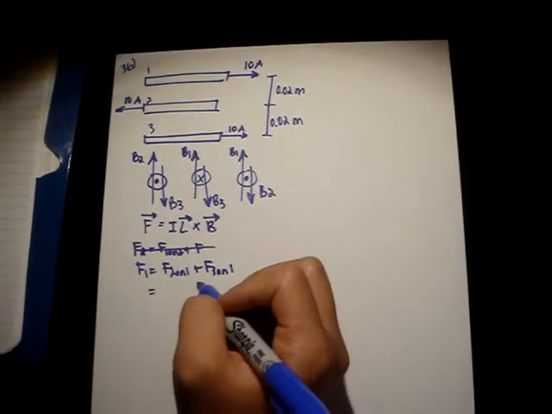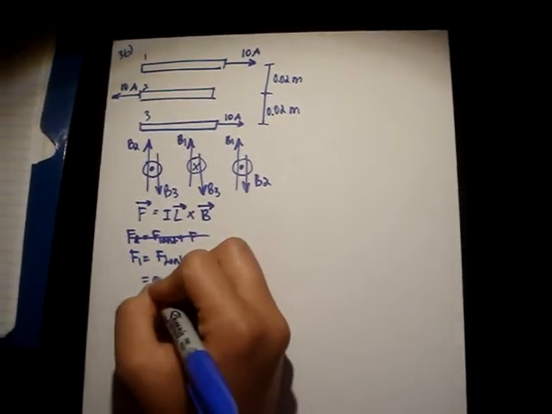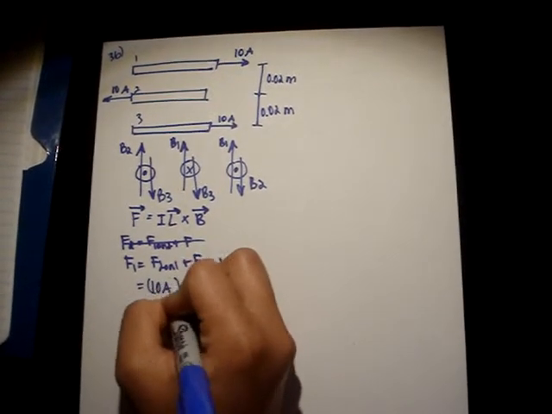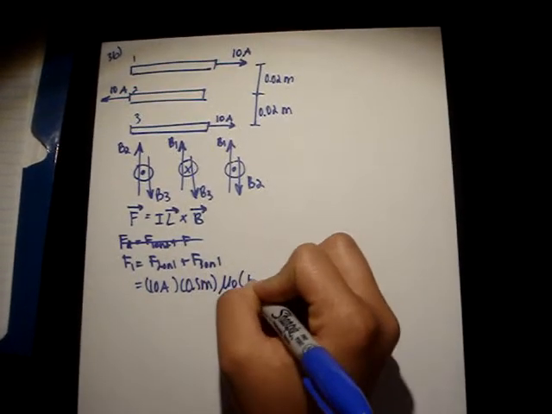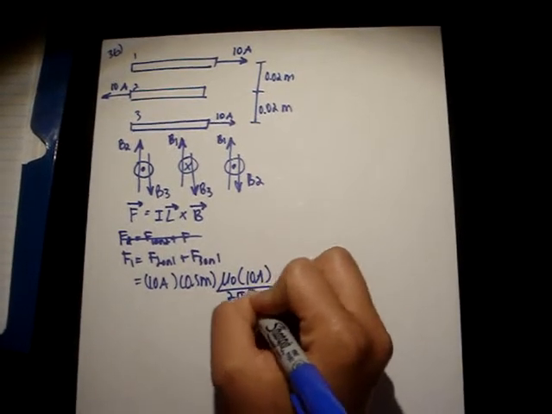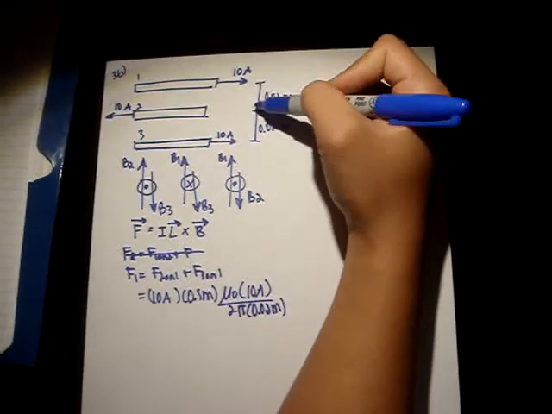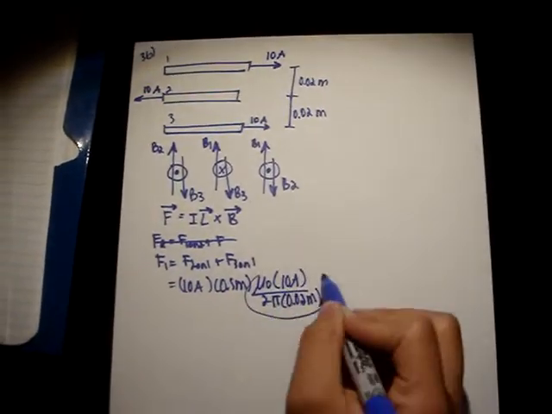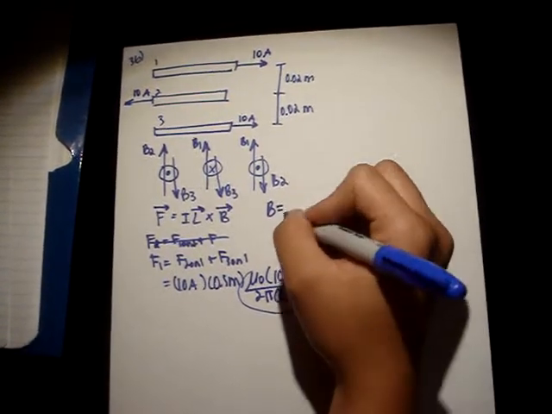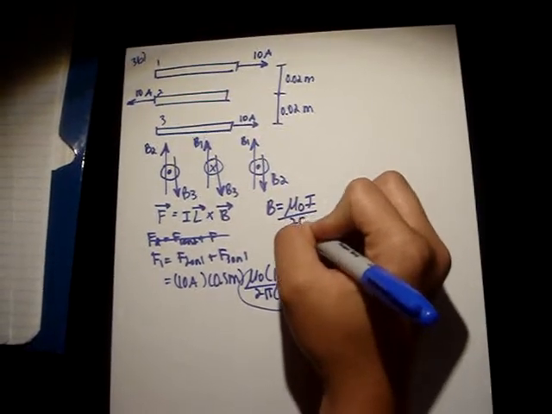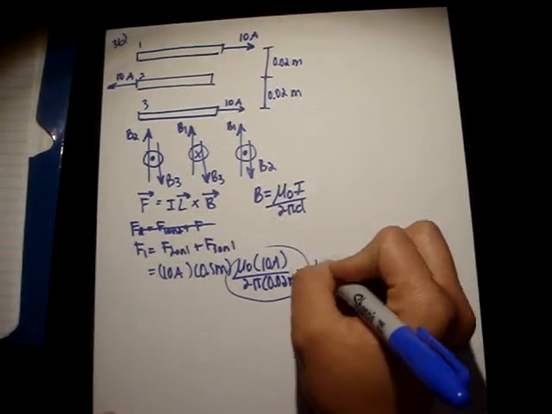For the force of 2 on 1, it will be equal to 10 amps times 0.5 meters times mu naught times 10 amps over 2 pi times 0.02 meters, because that's the distance between the two wires. This equation comes from the magnetic field, which is equal to mu naught I over 2 pi d. And that's the force of 2 on 1, and you add it to the force of 3 on 1.